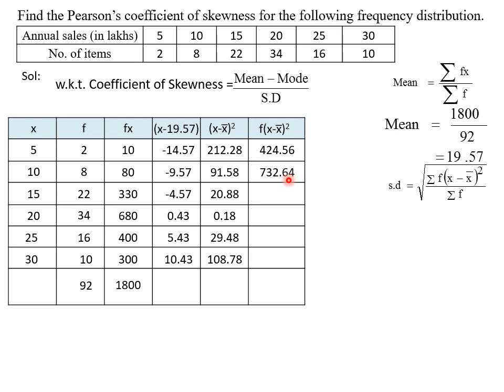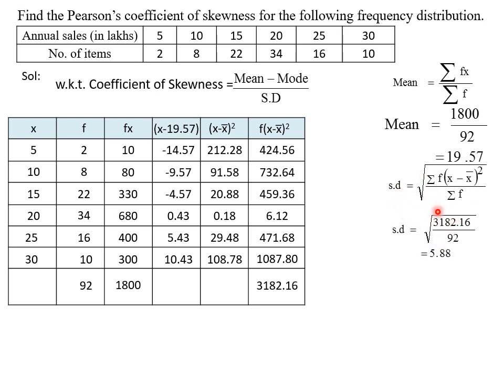Then 732.64. Then 22 into this one, we are getting it as 459.36. Likewise, you have to calculate the remaining values. After finding that, you have to find the sum value of f into x minus x bar the whole square. Now when you add up all the values, you are getting it as 3182.16. Now substitute this and this in the respective formula to obtain standard deviation.